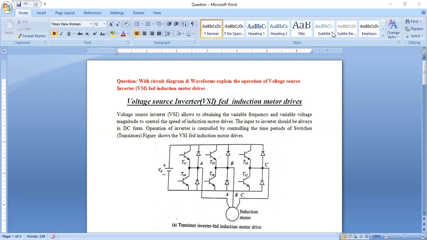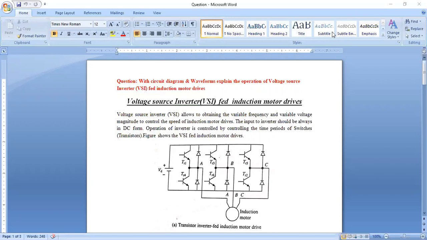In the exam you may get a question like this: with the circuit diagram and waveform, explain the operation of voltage source inverter fed induction motor drives. Like this you may get the question. So let us study what is a voltage source inverter.